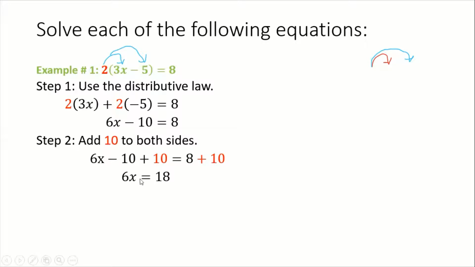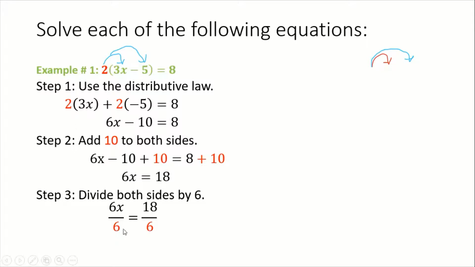What are we going to do at this stage? Note that the x is being multiplied by 6. So we want to transfer this 6 over to where 18 is. How can we do that? We can do that by doing the opposite of multiplying by 6, which is to divide both sides by 6. How are you going to represent this? You will represent this as 6x all over 6 equal to 18 all over 6.